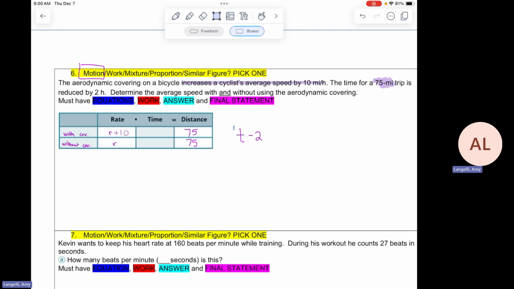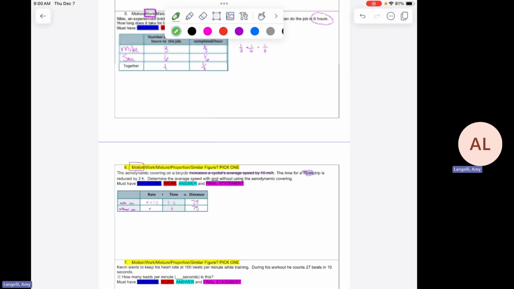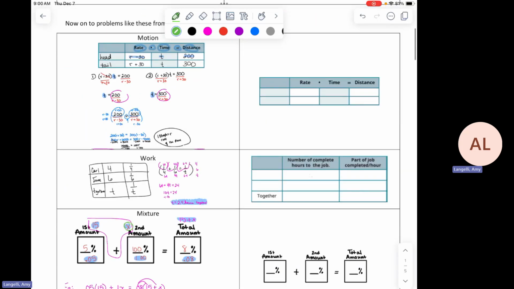Yes, because the cover does make it go faster. So your time is decreased by 2. That is correct. Yes, and you guys can probably see, look how much harder that first equation is going to be than the second equation. So which problem did I copy from the notes?